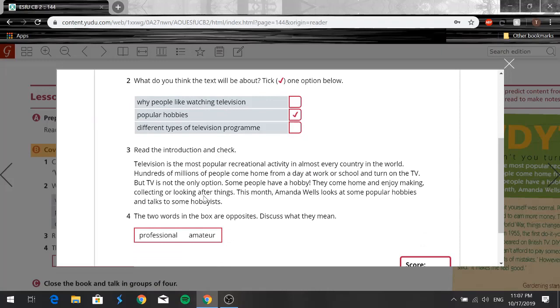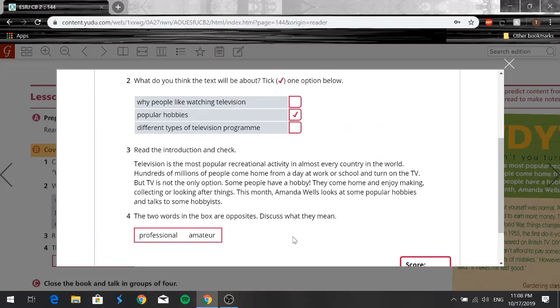Television is the most popular recreational activity in almost every country in the world. Hundreds of millions of people come home from a day at work or school and turn on the TV. But TV is not the only option. Some people have a hobby. They come home and enjoy making, collecting, or looking after things. This month, Amanda Wells looks at some popular hobbies and talks about some hobbyists.